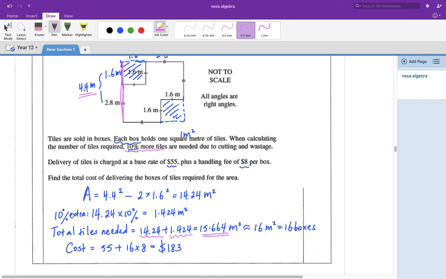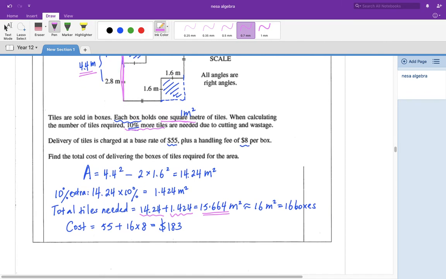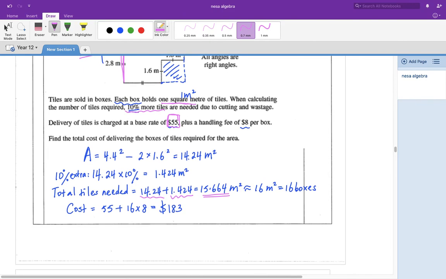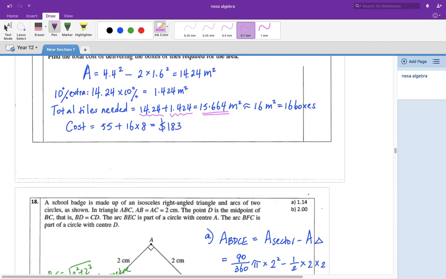But it says the boxes are sold in 1 meter square boxes. So if I need 15.6, I can't just get 15 boxes because that's not enough. I need to get 16 boxes instead. So the cost is, first there's a base rate, so this is the flat rate. However many boxes you get, you need $55 to start off. Plus $8 per box, and I'm getting 16 boxes. So 16 times 8. So in total I pay $183.